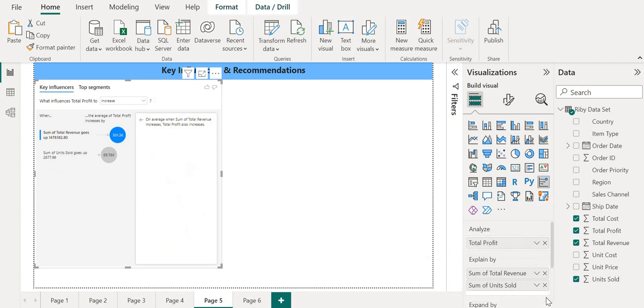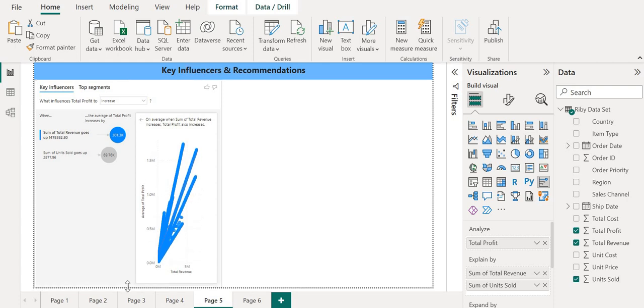And in my own case, I just want to see how total profit is being affected by total revenue and units sold. So this is also a chart explaining that. I'm more interested in the numbers. So it's pretty much this straightforward, nothing really difficult to do.